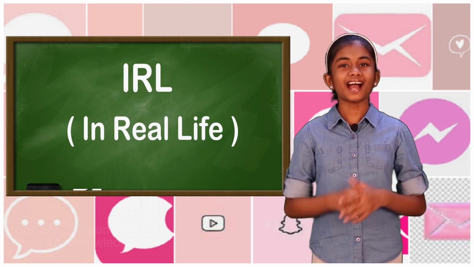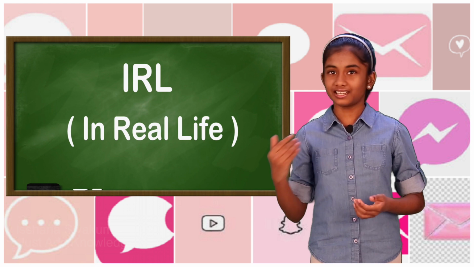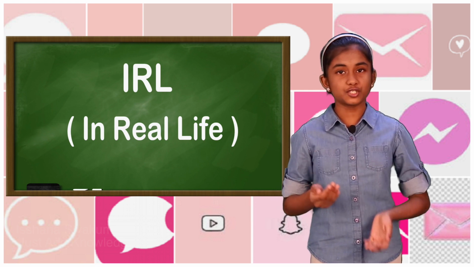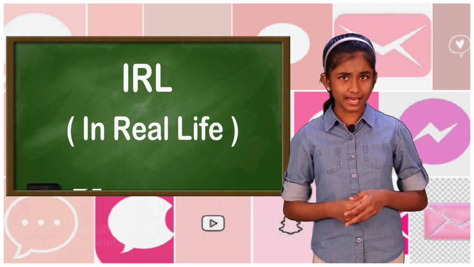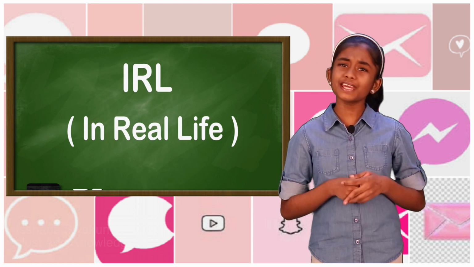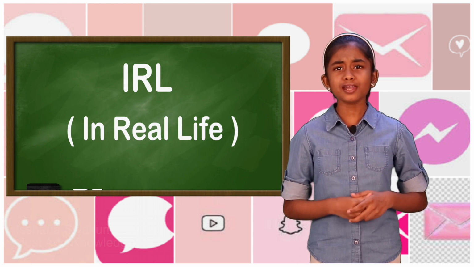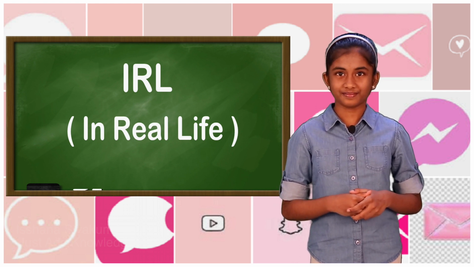Number 6. IRL. This signifies in real life. This is mostly used to distinguish between reality and the happenings online. Example, Anand plays a villain in the movie, but basically he's a kind man. You can say Anand is a good man IRL, in real life.